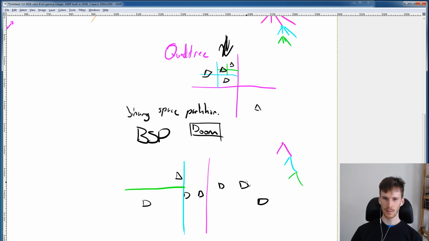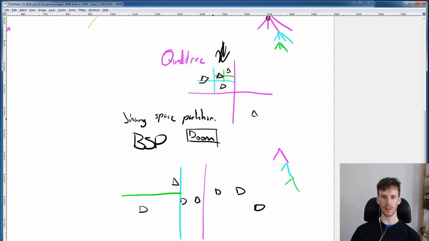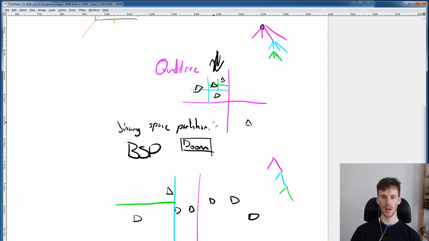Why ever use quad then? I mean, there must be some. I'm trying to remember what the trade-offs are. I don't think you ever would use quad. I think you probably always use binary space partition.